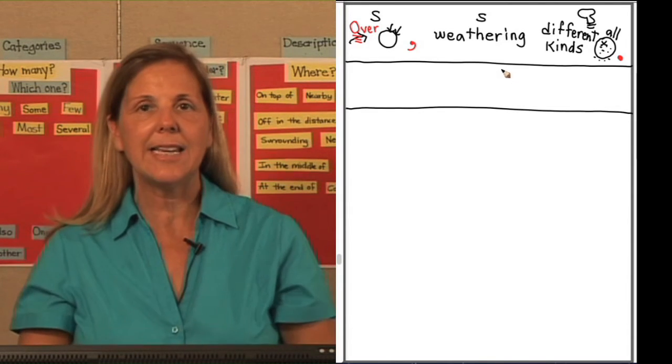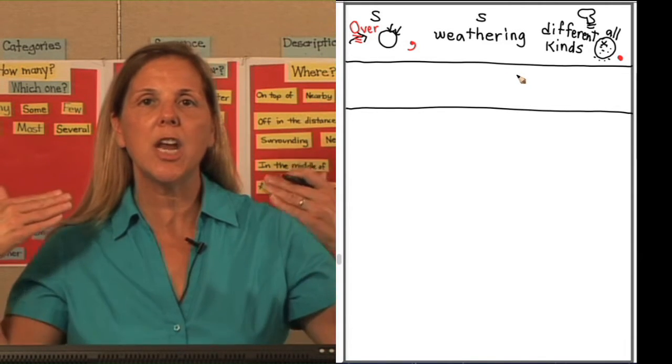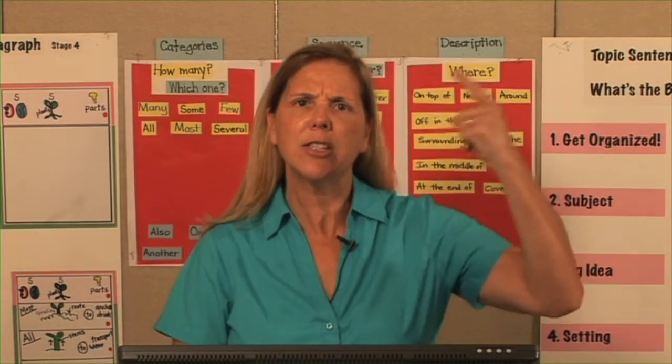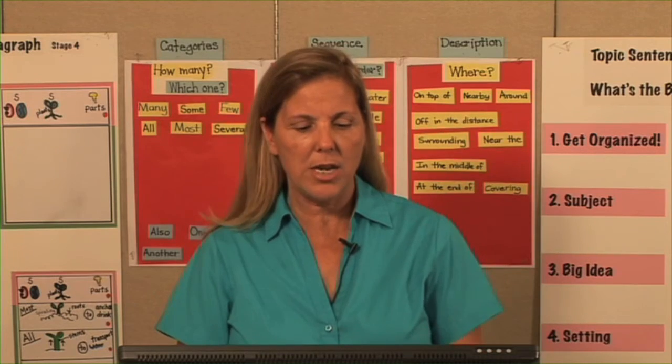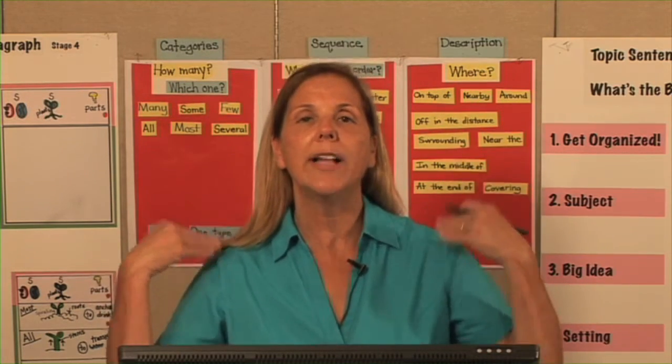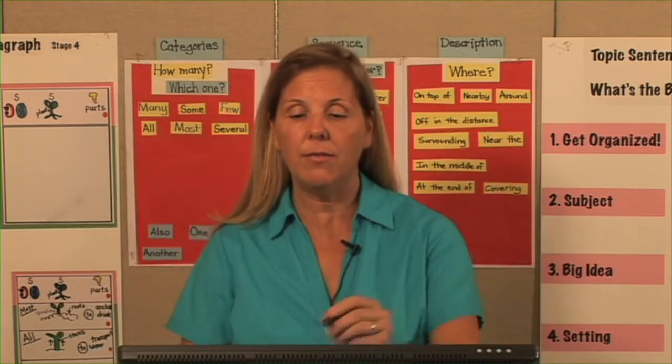We know our big idea. What do we need, everybody? We need details, details, details that tell all about that big idea. That's information about that big idea. We need to use that word kind. And the first way we say it is, what's one kind of weathering?